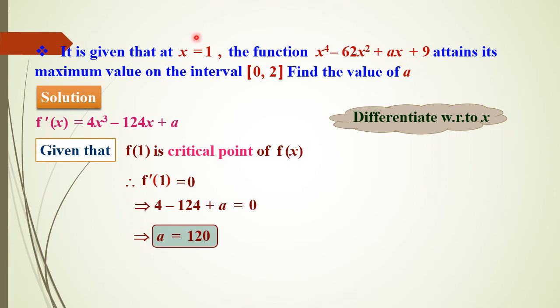Now substitute the critical point x equal to 1 in the derivative. So f dash of 1 equal to 0, then 4 minus 124 plus a equal to 0, so a equals 120. For the value of a equal to 120, the function attains its minimum value in the interval. This is the answer for this question.